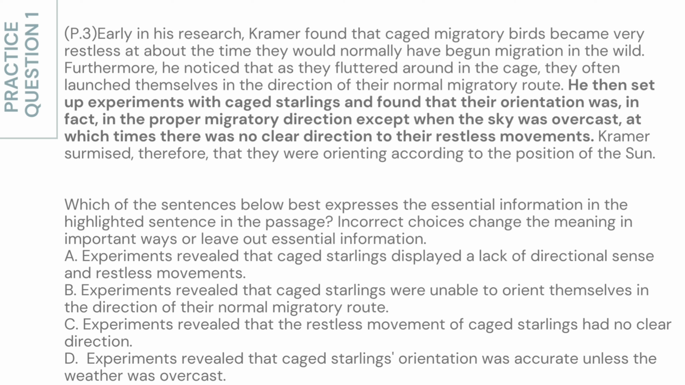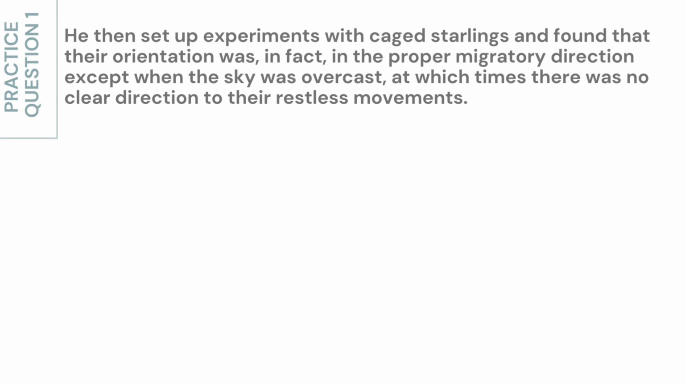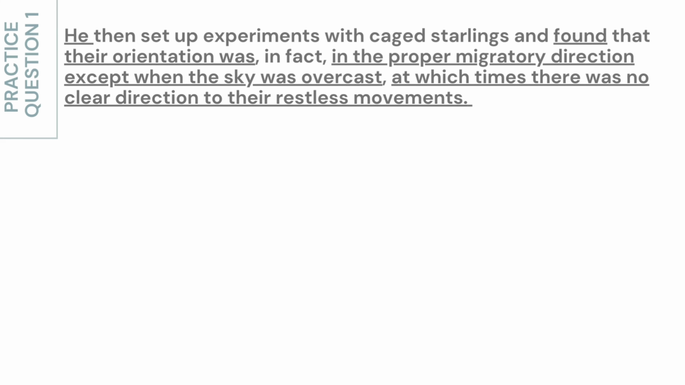Here's the highlighted sentence. We want to go straight to that. He then set up experiments with caged starlings and found that their orientation was, in fact, in the proper migratory direction, except when the sky was overcast, at which times there was no clear direction to their restless movements. Let's just look at the sentence right now, because remember, step 2 is to synthesize. Synthesize means really understand. So we really want to understand what this question means. These are the most important parts.